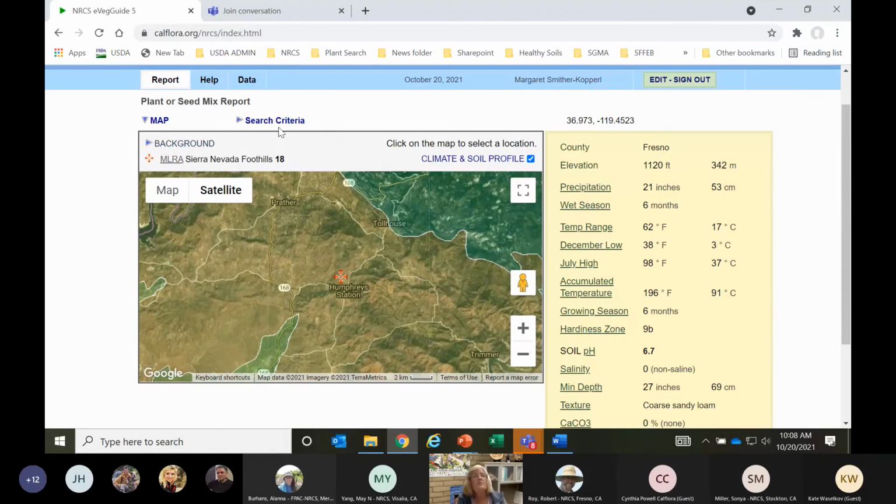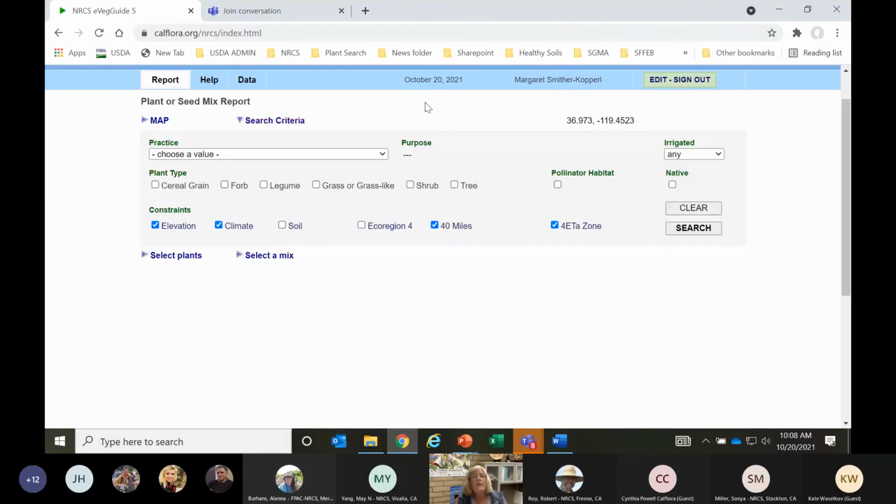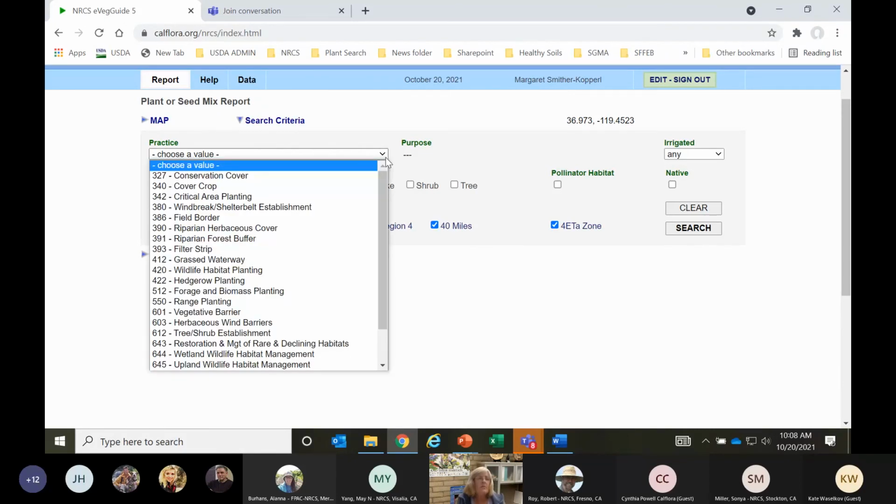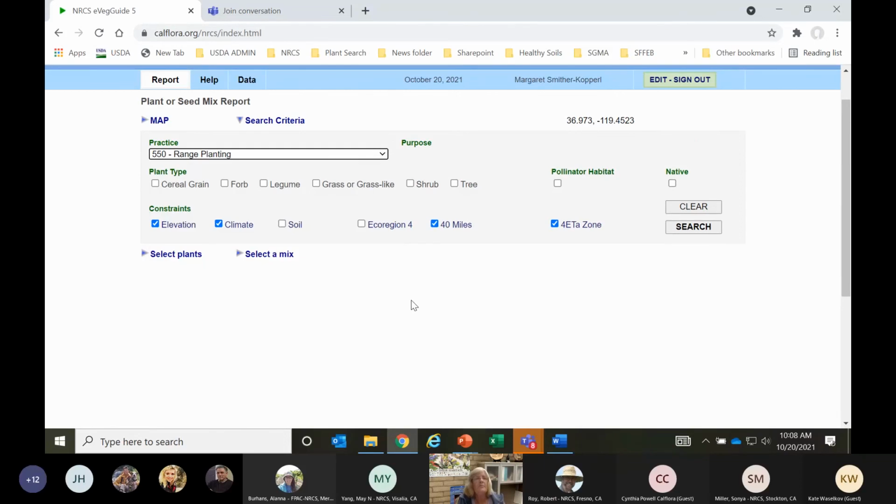And now we're going to do search criteria. Well, the way NRCS works is we have various practices that we use. And so, for example, conservation cover or cover crop. But what I'm going to be looking at today is range plantings. But you can go to any of these. You might want to put in a hedgerow, and you could click on that link and see what comes up. So we'll go in for a range planting. And because it's range, I'm going to do grass.